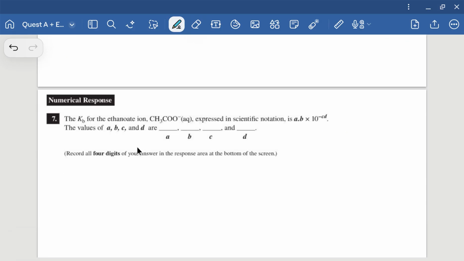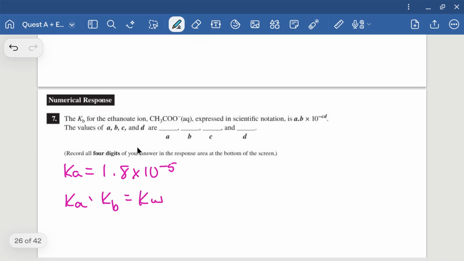Question number 7, asking for Kb, given that information about the ethanoate ion. So we can look up the Ka for this, and your Ka is 1.8 times 10 to the negative 5. And now you can just use that relationship that Ka times your Kb equals your Kw. So if you have one and want the other, just divide it by your Ka. So your Kb will equal your Kw divided by your Ka.